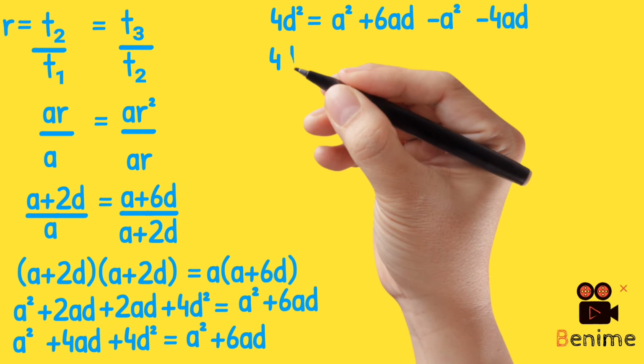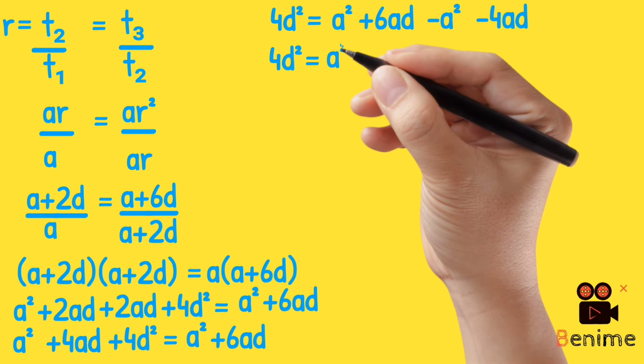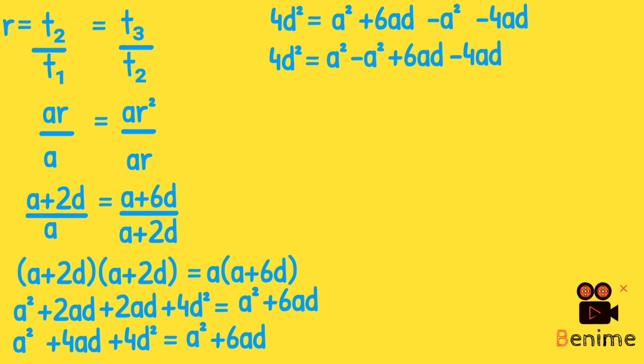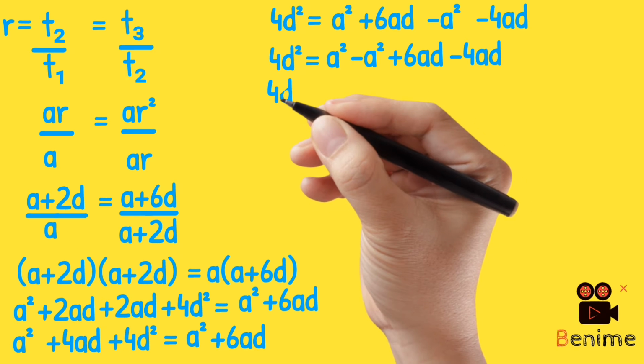So we have that 4d square is equal to a square minus a square plus 6ad minus 4ad. So a square minus a square will cancel out. So you have 4d square is equal to 6ad minus 4ad. 6ad minus 4ad will be 2ad. So you have that 4d square is equal to 2ad.